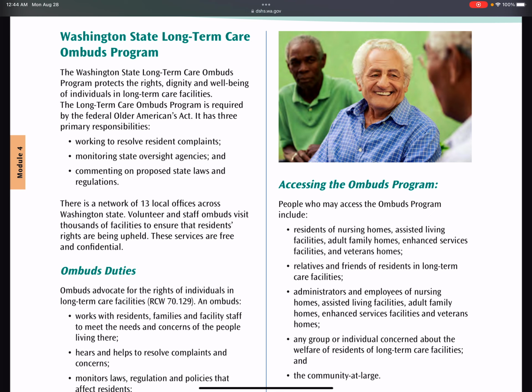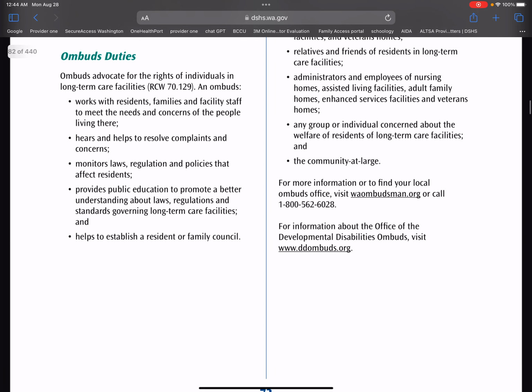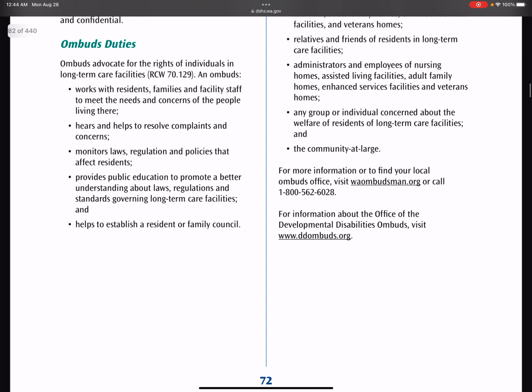Any group of individuals concerned about the welfare of residents of a long-term care facility in the community at large can access them. They have a phone number and a website. Their phone number is in your book, over here. 1-800-562-6028. They also have a website.